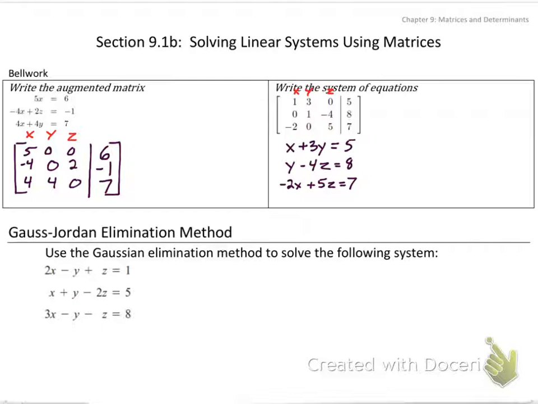All right, any questions on either one of those two? Callie, you're all caught up, pretty much. All right.